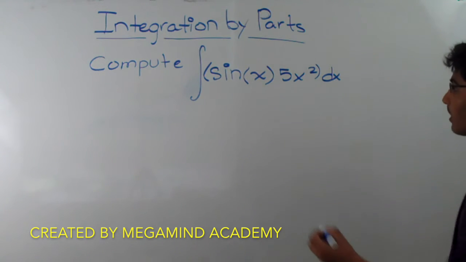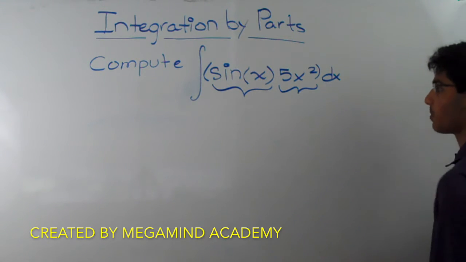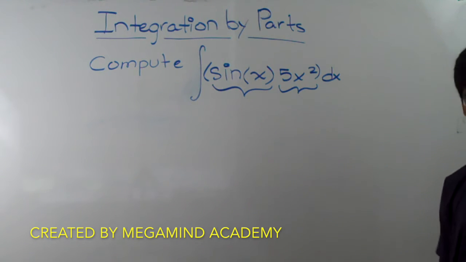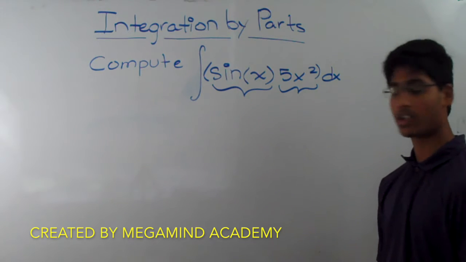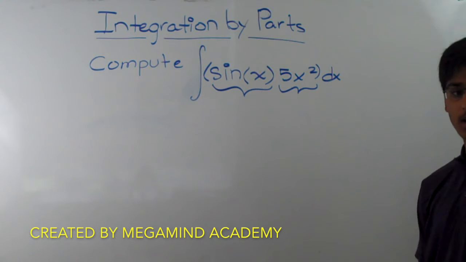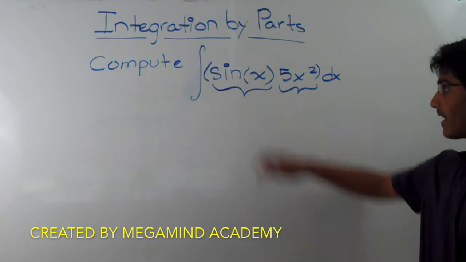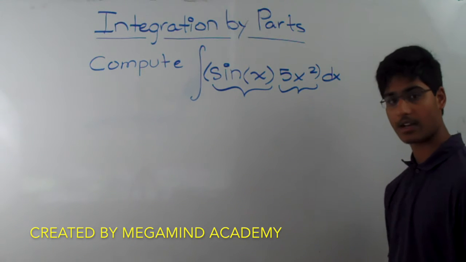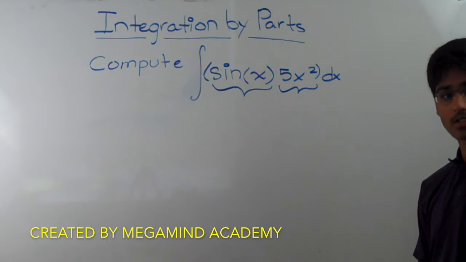Let's see why. Well, we have two parts. The first part is sine of x, and the second part is 5x squared. And then we also know that the integral of one of the parts, so the integral of sine of x, will eventually come back to itself, or it's some sort of repeating thing. So we know the integral of sine of x would be negative cosine of x, the integral of negative cosine of x would be negative sine of x, the integral of negative sine of x would be cosine of x, and the integral of cosine of x would be sine of x.